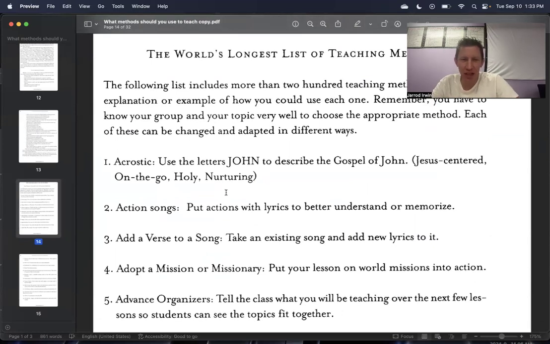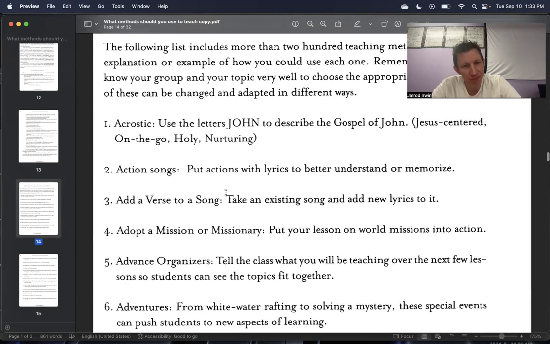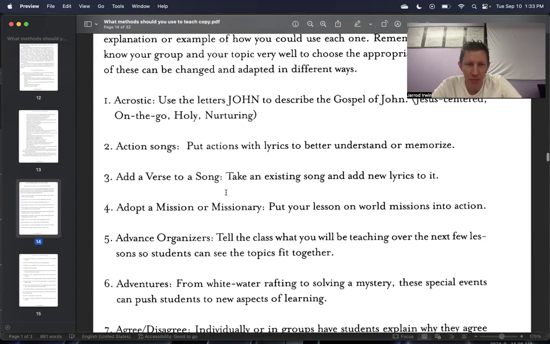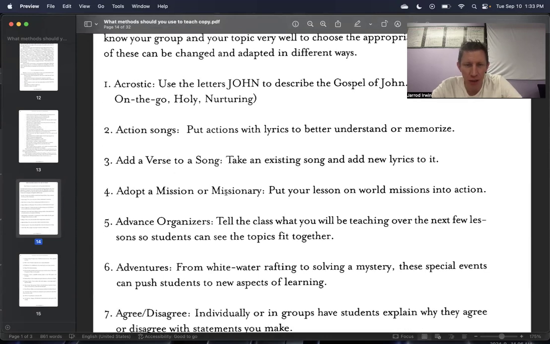Acrostic: use the letters, for example, use the letters of John to describe the Gospel of John. So Jesus-centered, on the go, holy, nurturing. Okay. Action songs: put actions with lyrics to better understand or memorize. So that might be a little bit more for younger kids. Add a verse to a song. That could be fun. Take an existing song and add new lyrics to it.